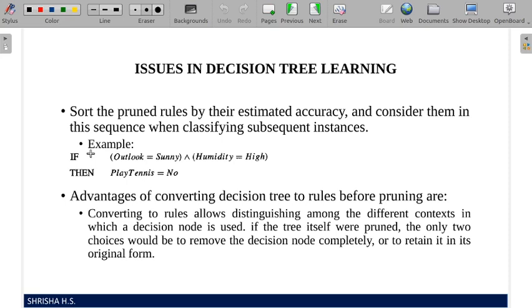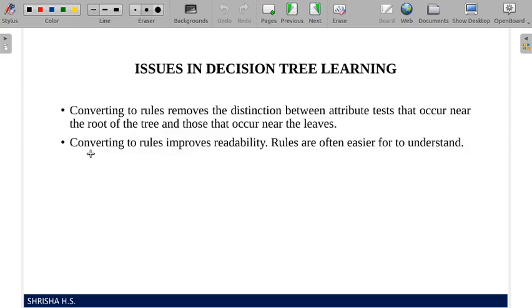If you are keeping it as a decision tree, then we have to remove the entire subtree. If we are converting it to rules before pruning, to check for pruning we just take out one attribute, one path. So we have greater control over decision tree pruning. Also, converting it to rules improves the readability and makes it easier to understand.